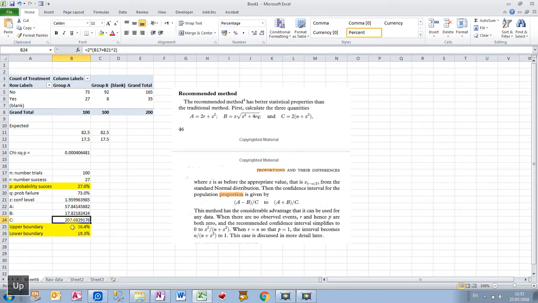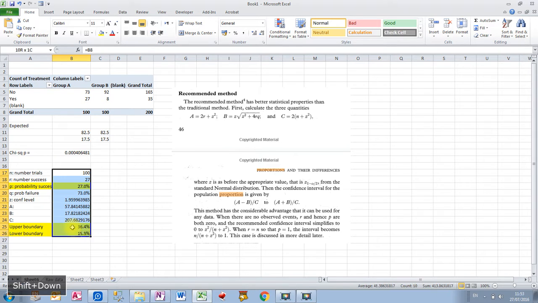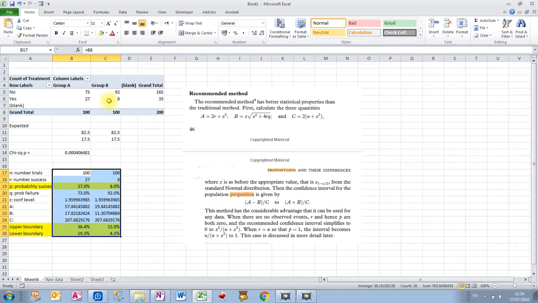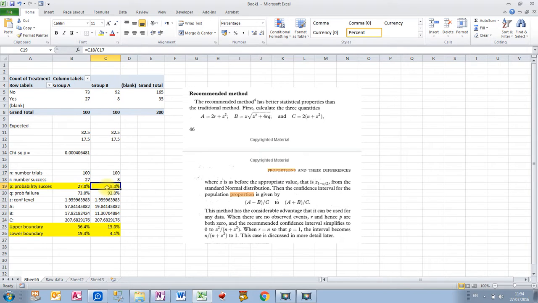Now, having put in the formulae once, it's dead easy to do it again for the other group. We just extend this down here, drag it across, and we do exactly the same calculations for group B, and we get the same thing. So in group B, we find our success rate was 8%, and our confidence interval is somewhere between 4.1% and 15%. Now you'll observe that the confidence interval for group B is from 4 to 15, for group A is from 19 to 36. So the two do not overlap.